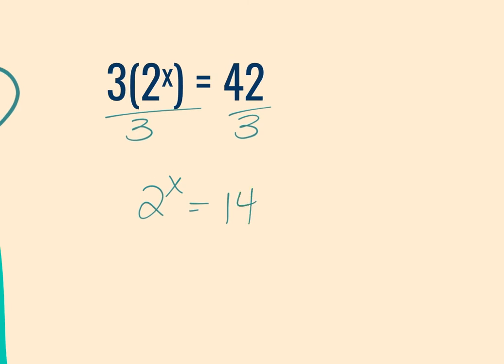14. Yep. Wait, so you can't just like multiply the 3 and the 2? No, because only the 2 has that exponent. If the exponent was on the outside and the parentheses were in the 3 and the 2 were the inside, then you would do that. But that exponent is only for the 2.